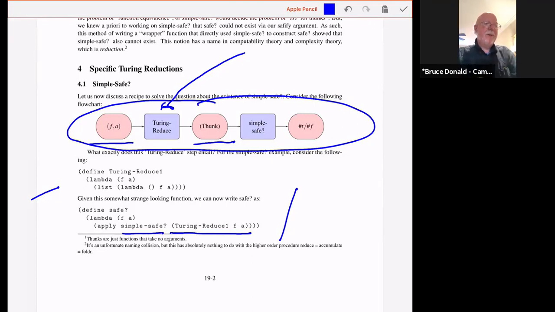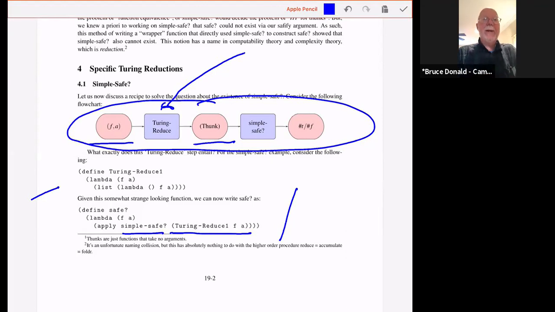And then by compositionality, this all goes together and makes a new function that will decide the halting problem. So it's basically an issue of making the types match up. You can't give F comma A to simple safe because it only takes thunks, right? That's not going to work. So you have to take F comma A and transform it into a thunk, and then everything will work, assuming it exists. So basically the goal of Turing reductions is as follows.